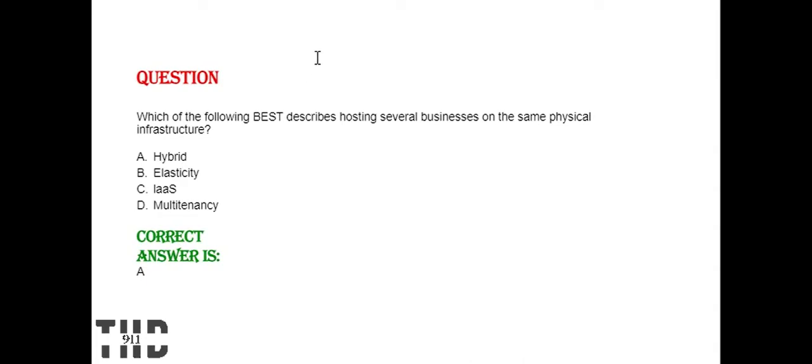Which of the following best describes hosting several businesses on the same physical infrastructure? Option A, hybrid. Option B, elasticity. Option C, IaaS. Option D, multi-tenancy. The correct answer is option A.